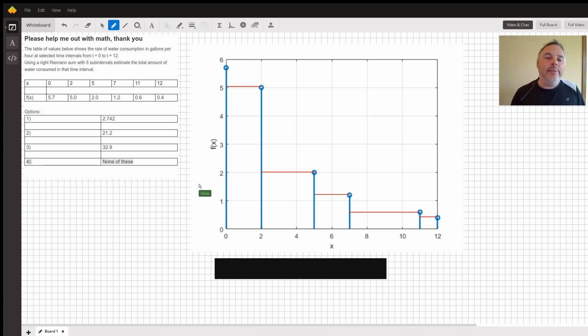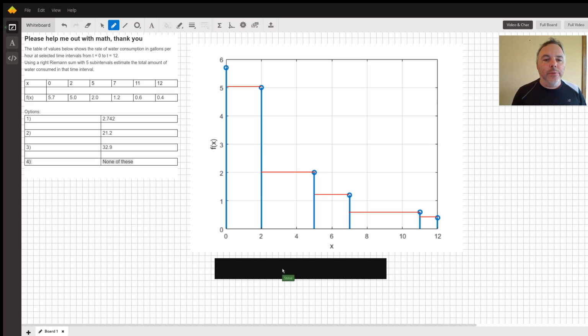Now that we have the rectangles, what we need to do is calculate the area. You should know the area of a rectangle, right? It's the base times the height. So this first rectangle has a base of 2, and the height looks like about 5. Notice it's 5, which is actually the second term right here. It's not 5.7, because we're using the one to the right. So now I'm going to quickly show you how to calculate the area.